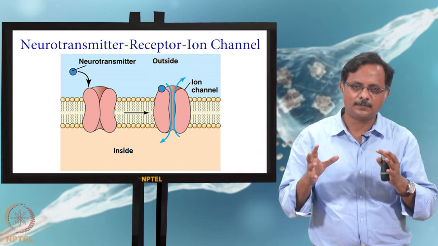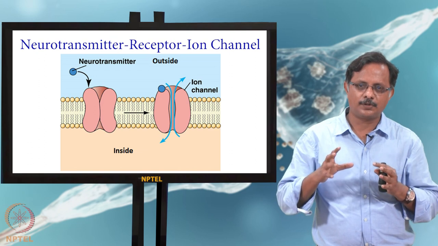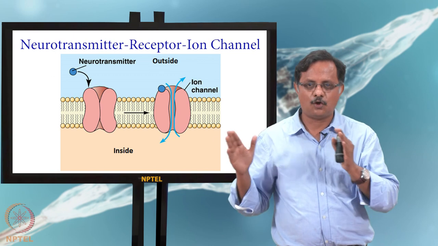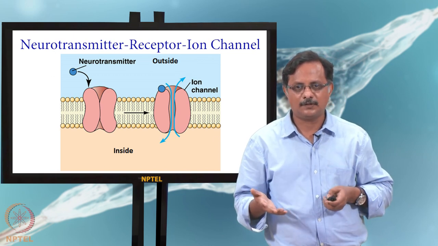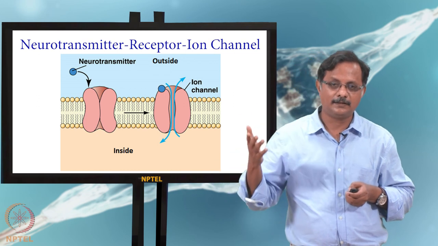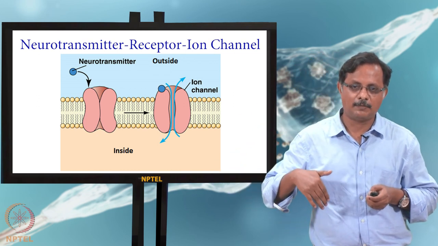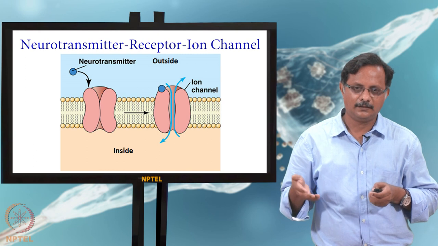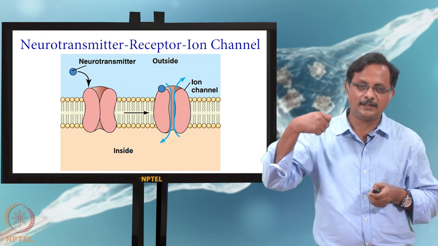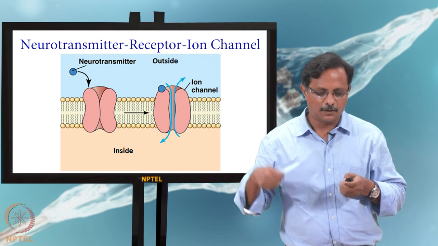When this binding takes place, that event produces certain changes in the shape of the ion channel, because of which the channel opens and allows passage of ions. When there is a flow of ions, whether from outside to inside or inside to outside, that gives rise to a change in the membrane potential, and that is how the chemical signal released by the presynaptic terminal is converted to an electrical signal on the postsynaptic side.